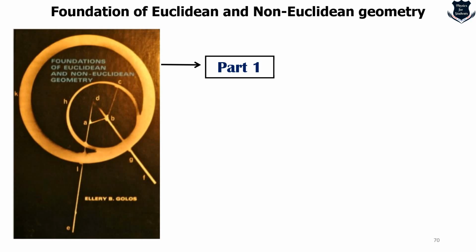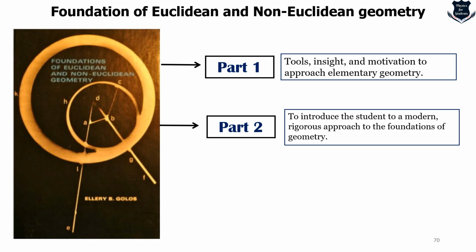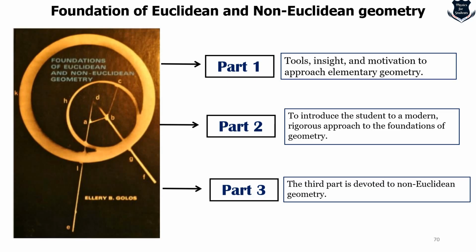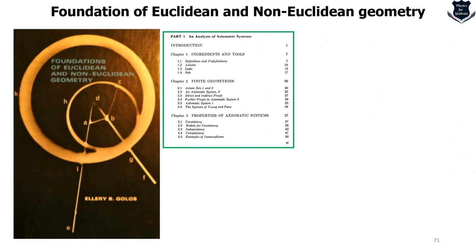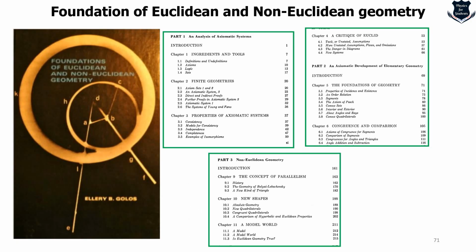So if I divide the book, part 1 is to motivate and approach elementary geometry. In the second part, Professor Golos introduces the student to the rigorous approach, and the third part is related to non-Euclidean geometry. Very precise and very point-to-point approach about the book. You can see that part 1 starts with ingredients and tools, that is finite geometries, axiomatization, and then it goes into the foundations of geometry, congruence and comparison, and so on.